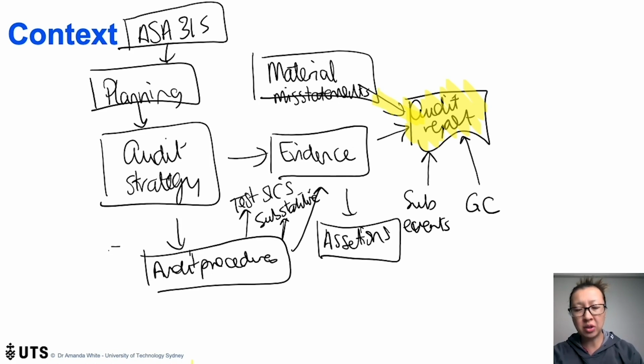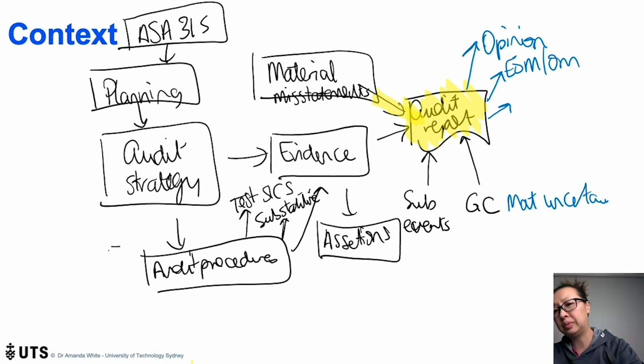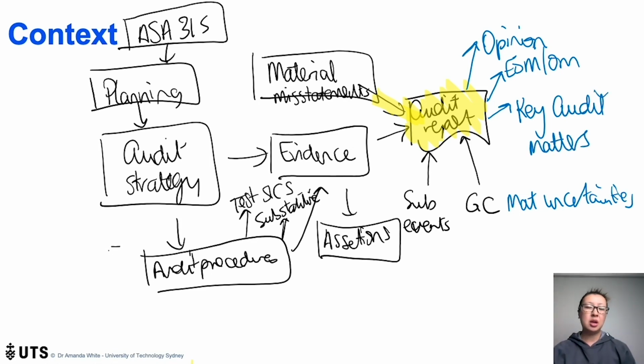And what we haven't talked about yet is that audit report contains a couple of different things. It contains the opinion that we need to give. It might have some additional information in terms of emphasis of matter or other matter disclosures. It might have going concern information about material uncertainties. And we'll also talk about key audit matters.